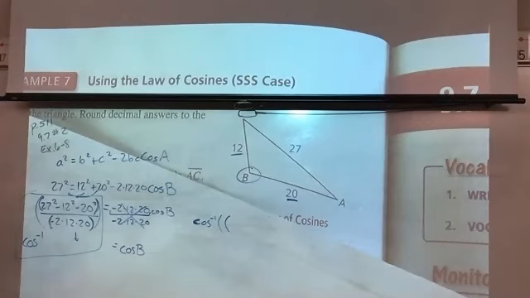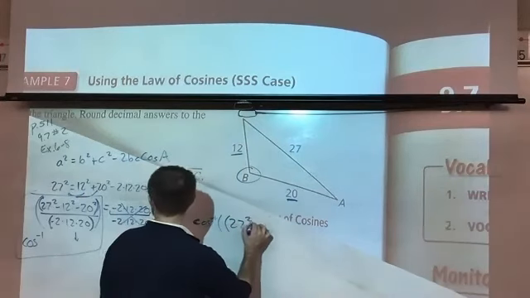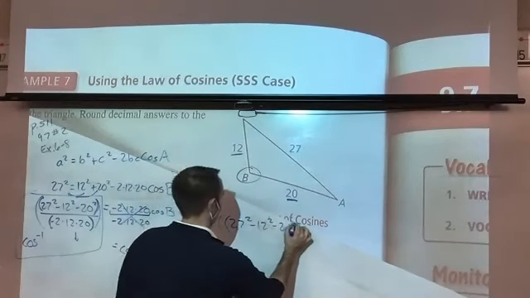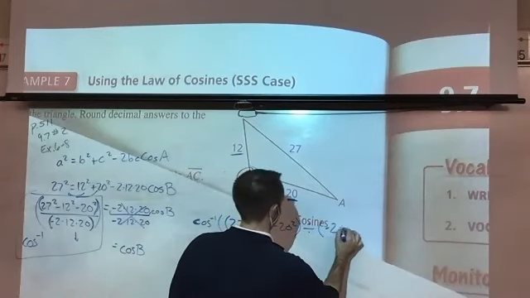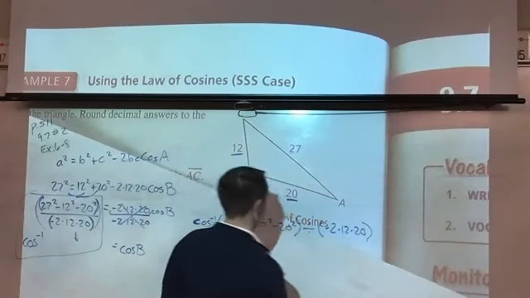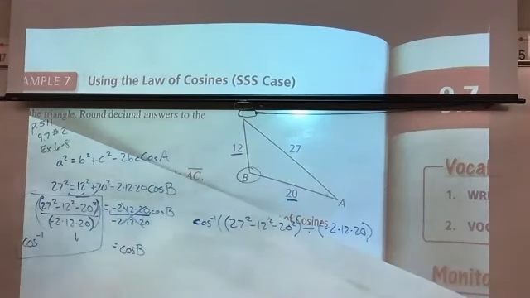Wait, they're two separate ones? Yeah. Parentheses, so you would have 27 squared minus 12 squared minus 20 squared, parentheses, divided by, parentheses, -2 times 12 times 20. Is it in the 100s? It's obtuse, right? So that makes sense.